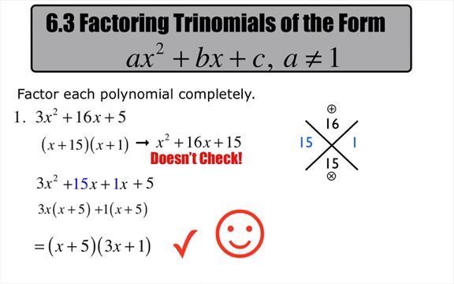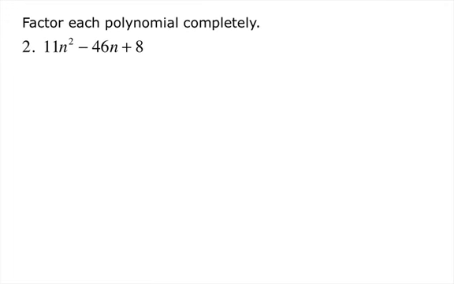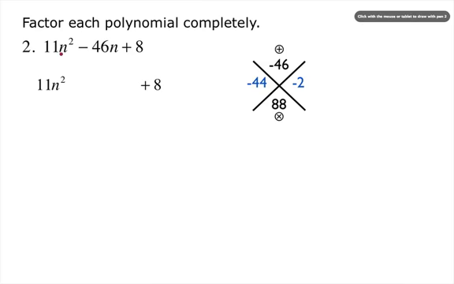Let's go to number 2. Same directions, different problem. We're going to use the x method. Negative 46 and then positive 88. So I'm looking for 2 numbers that satisfy that. This is negative 44 and negative 2. So then, again, I bring over the 11n squared and the 8, and this is where I use the negative 44 and the negative 2. And thus I have a polynomial with 4 terms. So this way I apply the process of grouping.